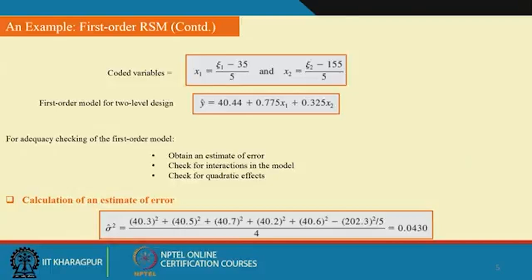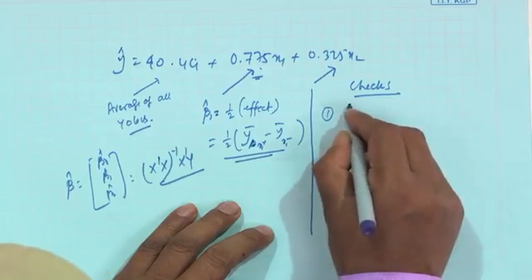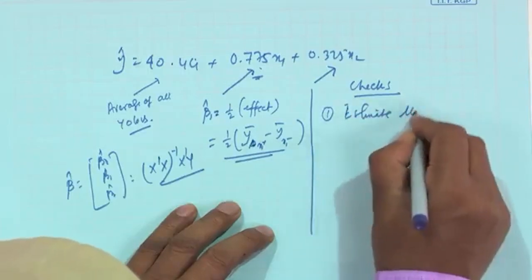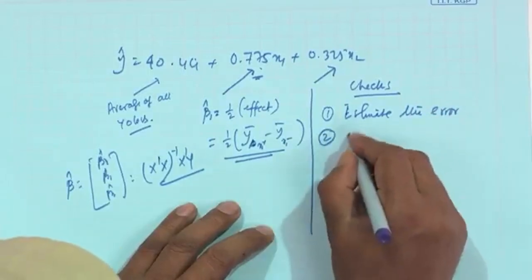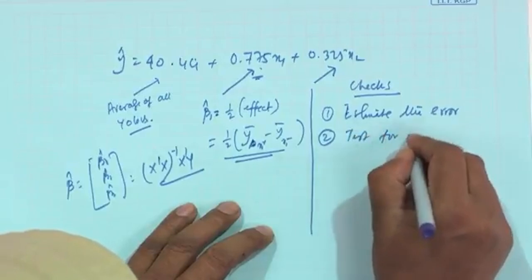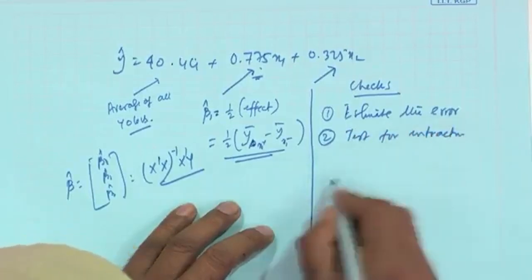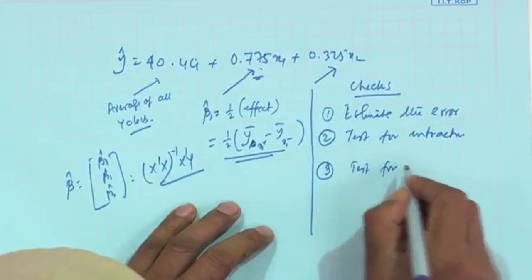In order to check whether it is fitted or not, what are the things you have to do? First, you have to find out the error estimate. Second, you check the interactions. Third, you check the quadratic effects. So, what are the checks for the first order model? One, you estimate the error terms. Second, you test for interactions. And third is the test for quadratic effect.